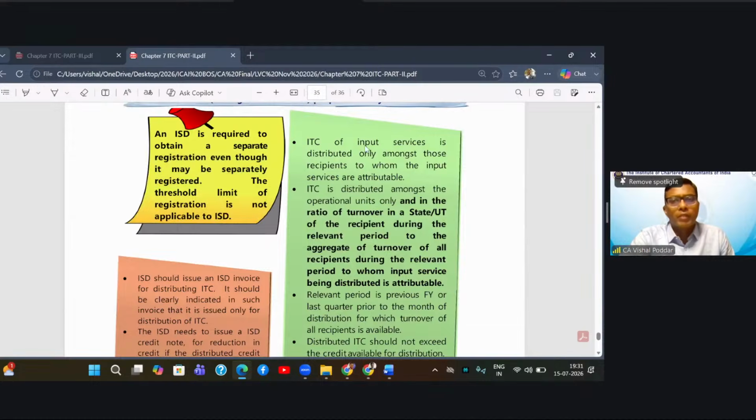Now, once you have taken this registration, be clear you can only distribute the credit of input services, not of inputs, not of capital goods. And it will be distributed to whom? To your own branches. But to which branches? To whom the input service credit is attributable. What it means is, whatever is your input service bill or expense, that expense is giving benefit to which of your branches? I'll give you an example.